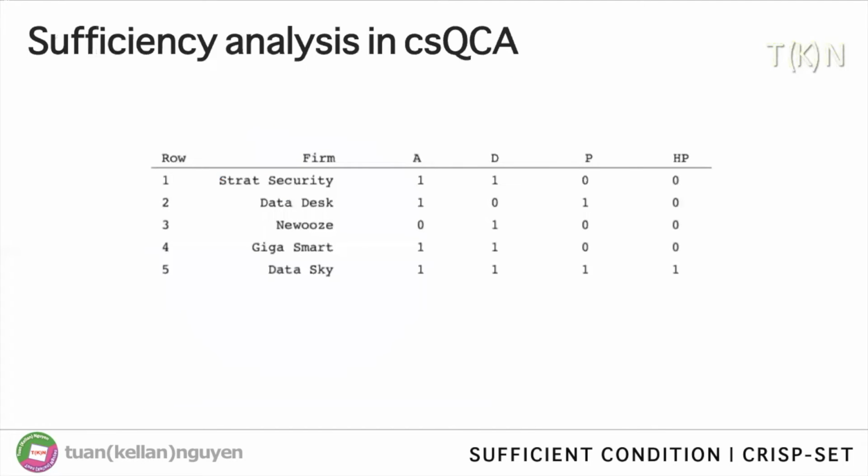Now, it is easier to dive into an example of sufficiency analysis of csQCA. We have an example in which we are interested in the conditions for high-performance firms. In particular, based on the theory, we expect the three condition sets, A standing for firms investing in AI, D for firms investing in data, and B for firms investing in people, to be sufficient for the outcome HB, high-performance firms.